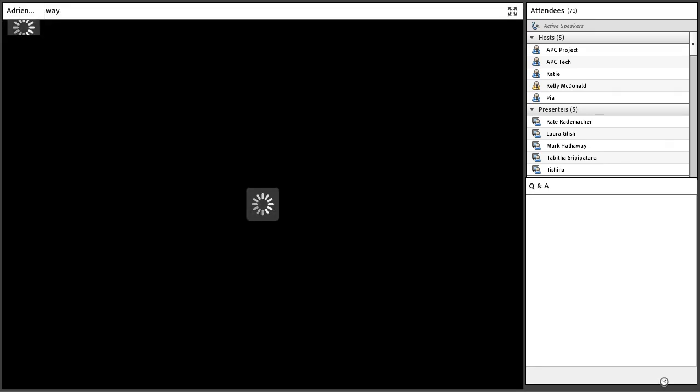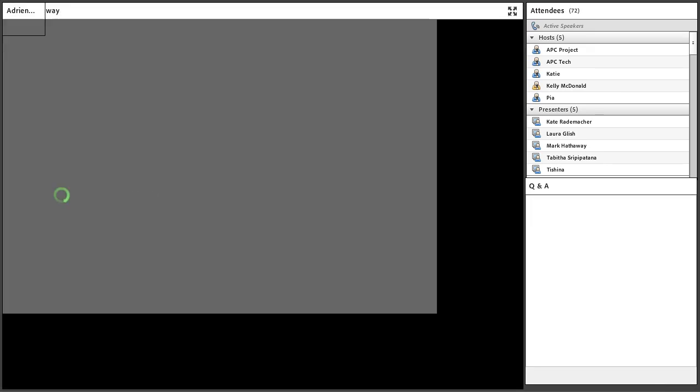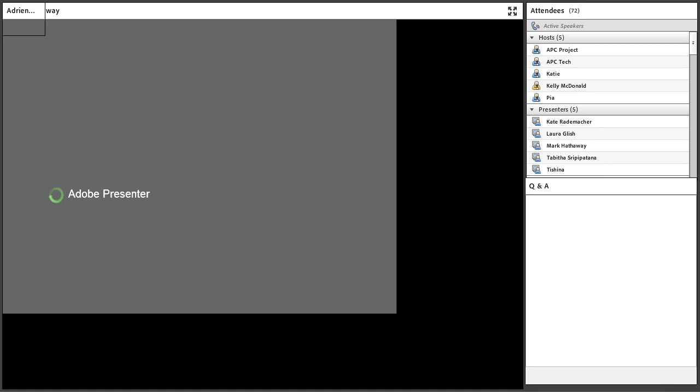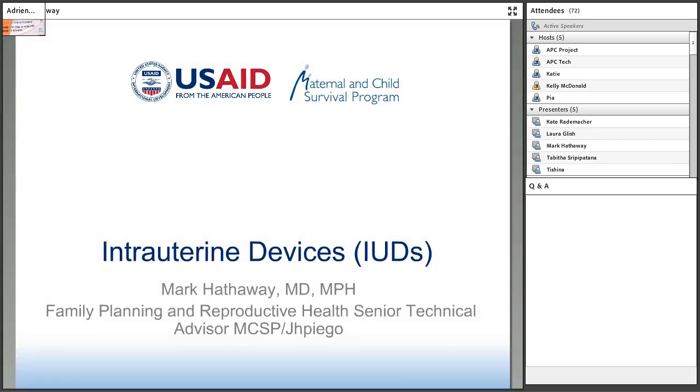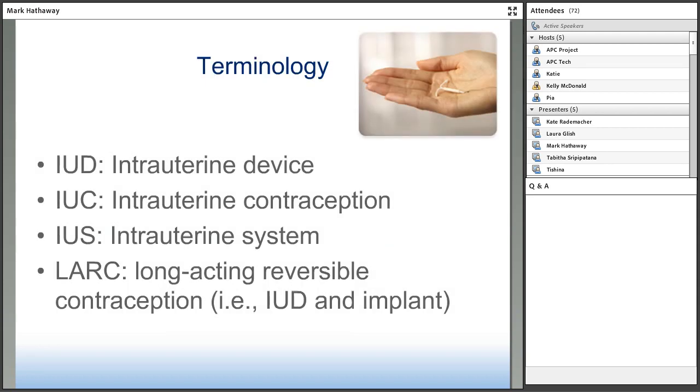Good morning, everyone, or good afternoon, or good night. I presume some of you are entering into the nighttime. I'm really happy to be here to talk about one of my favorite topics, intrauterine devices. I will begin by going over some basics, and Kate will follow me and do a deeper dive into the hormonal IUDs, and Laura will then talk about some global experiences regarding IUDs.